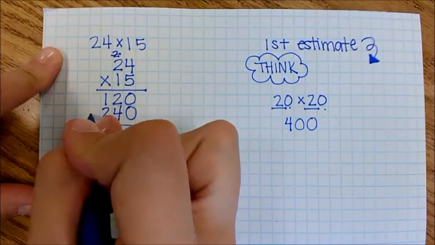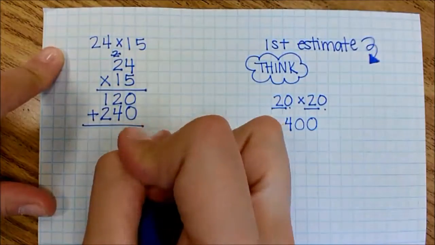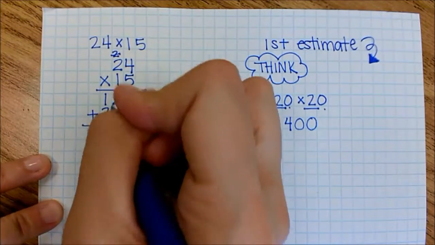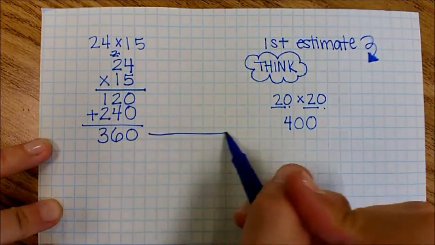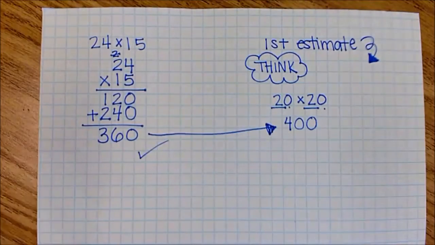My last step is to add them up, and it's easy because they're nice, neat rows. So now I have 0 plus 0 is 0, 2 plus 4 is 6, and 1 plus 2 is 3. So 360 is my actual answer, and that's pretty close to 400. So I know it checks out. Let's do one more.